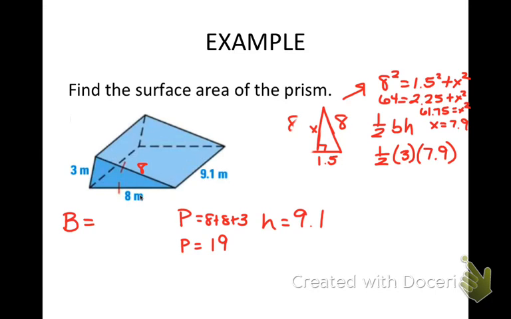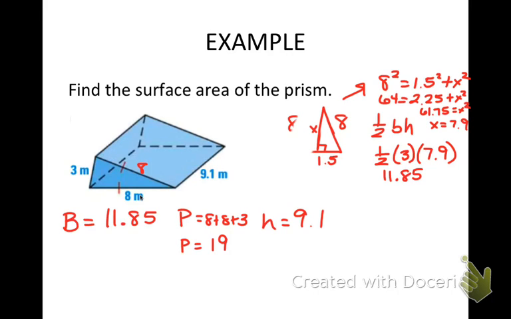All right, so now all of that work to find our capital B. Yeah, it's a lot of work, but that's okay. We can handle it. Is there a simpler way? Nope. 0.5 times 3 times 7.9 gets us 11.85. So there's your capital B. So that's why I said triangular prisms are more work.